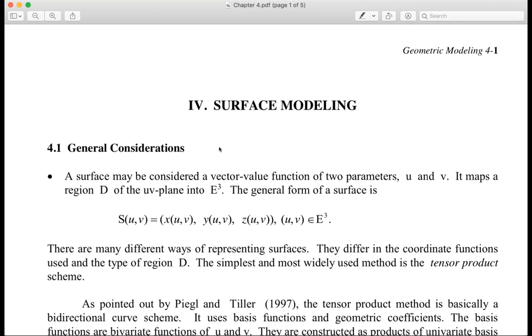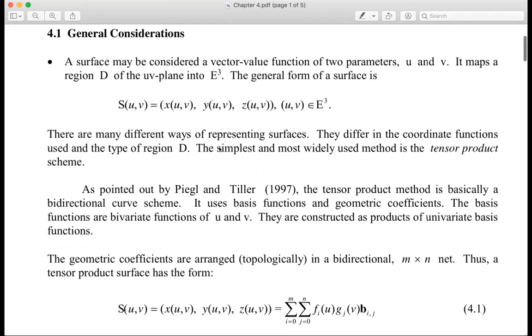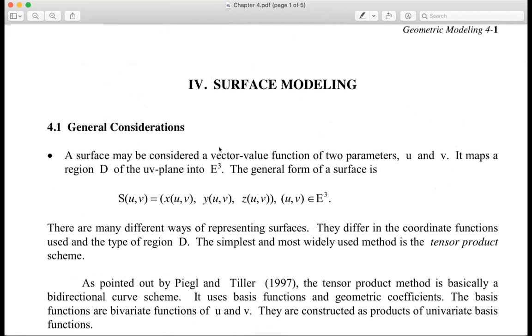And in chapter 4, I will start from the model of the surface, right? If you want to design a surface, it can be considered as a vector value function of 2 parameters. Come back to the curve, right? It is the vector value function of one parameter t. But for surface, it is the vector value function of 2 parameters u and v, right? So it can map a region D of the uv plane into the Euclidean space of 3 dimensions, right?